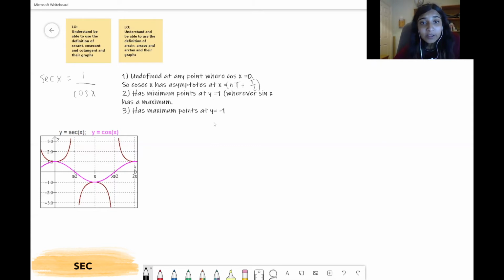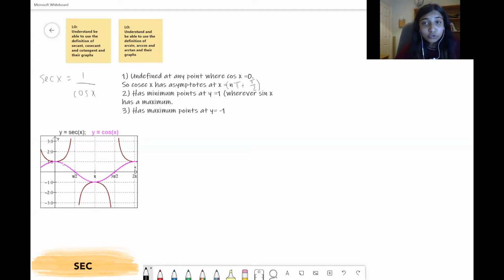That's again the same reasoning as before, that your maximum and minimum points are just switched around here, because sec x is just a reciprocal of cos x. So wherever you have y equals 1 for y equals cos x, so at 0 and at 2 pi, that is the same as where your y equals sec x graph would have a minimum point. And then again, you have maximum points at y equals -1. So again, it's just flipped around. Whenever you have y equals -1, which is the minimum for y equals cos x, you would just flip that around, and that would be your maximums for y equals sec x.